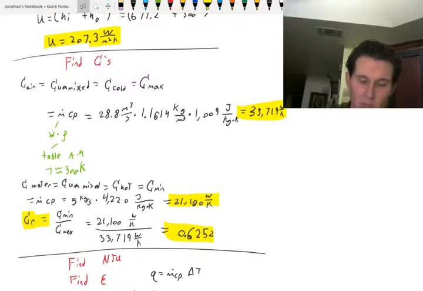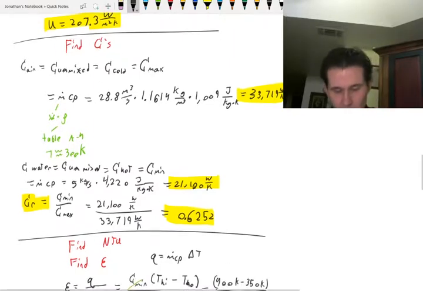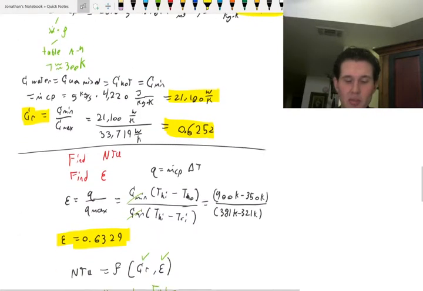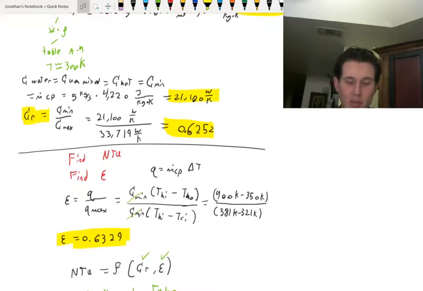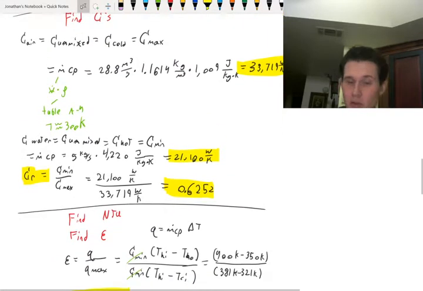We had to find our C's next. So we wrote down all this information about our C's in case we need it. I recommend you do this with every problem. You don't want to make that mistake in the middle of an exam that you mixed up which is your cold, which is your hot, your max, your min. Write it all out, calculate the numbers out. You're good to go. CR was just the ratio between the C min and the C max. It's always between 0 and 1.